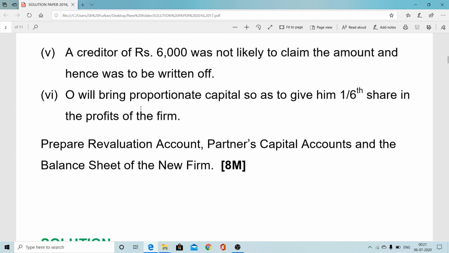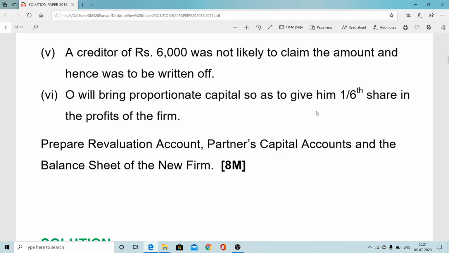Now the new partner will bring proportionate capital so as to give him 1/6 share of profit of the firm. This is the same as the last instruction part: the incoming partner's capital is hidden, and he will bring proportionate capital of the new firm, that is his 1/6 share. So you can find out the combined capital, and thereupon we can multiply it by 1/5 to find the incoming partner's capital.